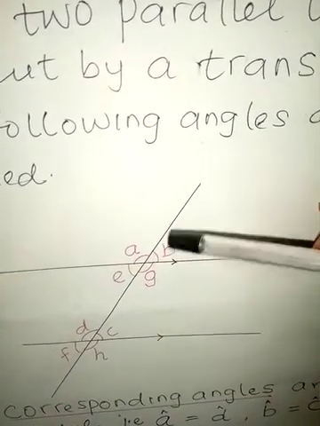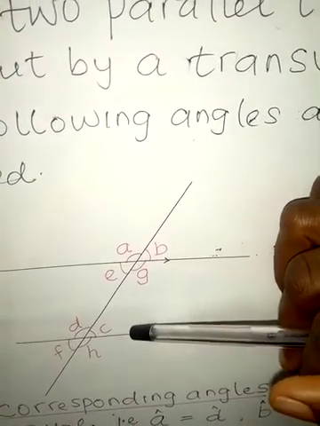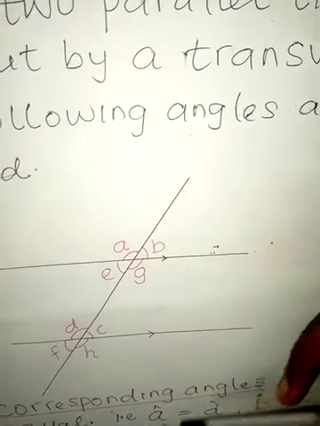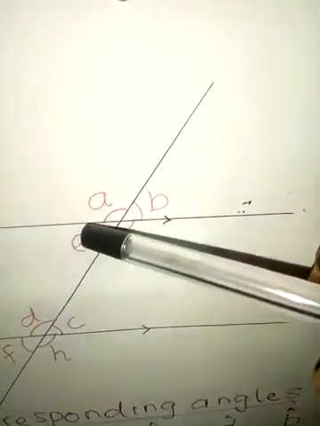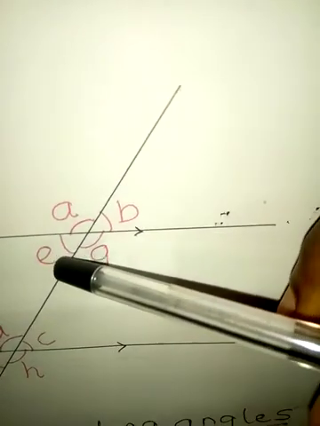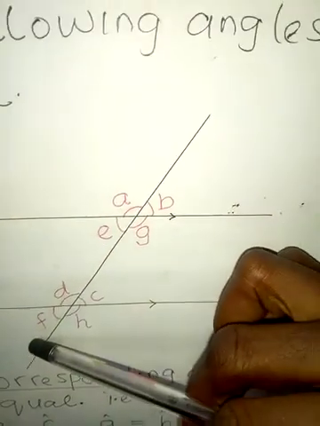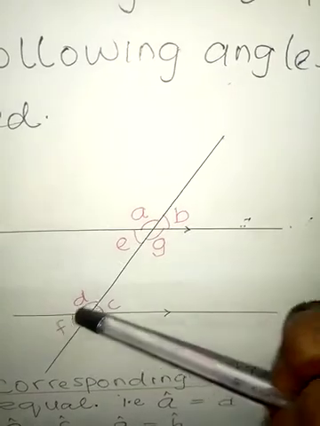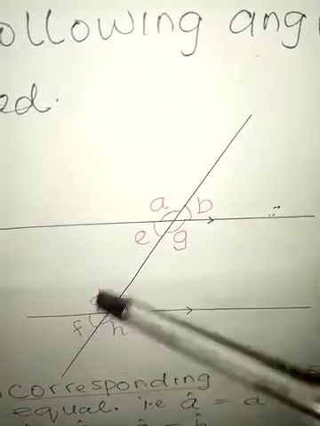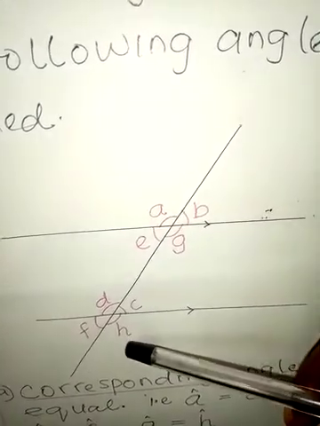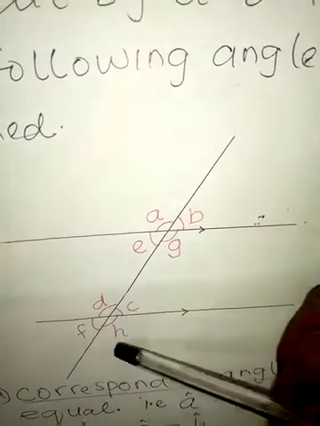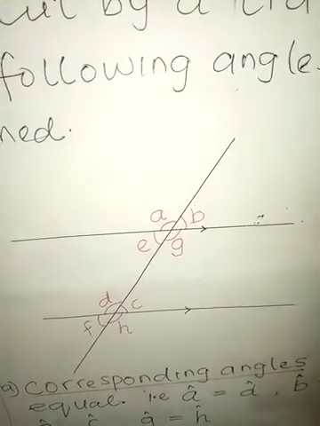Likewise, angle B corresponds to angle C. And likewise, angle E corresponds to angle F. Angle E is on the bottom part of the first parallel line, and angle F is on the bottom part of the second parallel line. So they correspond to each other, and they must be equal. And angle H also corresponds to angle G. Angle H and G correspond to each other.